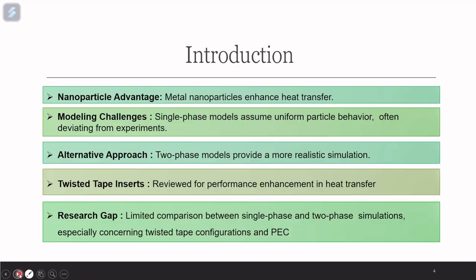And here is the introduction part. The introduction highlights the use of metal nanoparticles to enhance heat transfer and the challenges in modeling nanofluids. While single phase models assume uniform particle behavior, they often diverge from experiments, making two phase models a prominent alternative. The review covers various studies on using twisted tape inserts to boost performance and identifies a gap in comparing single phase and two phase simulations, especially regarding the number of twisted tapes and the performance evaluation criteria.